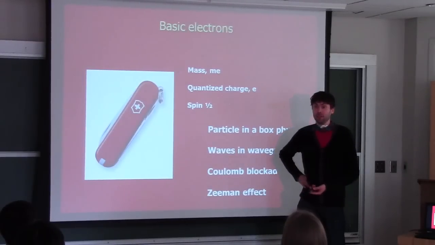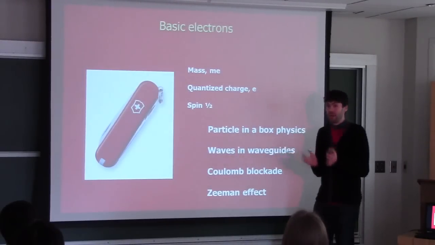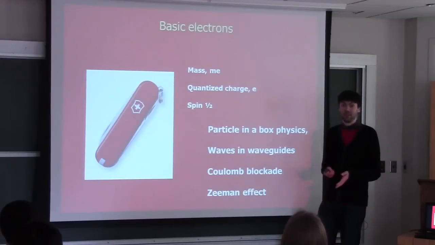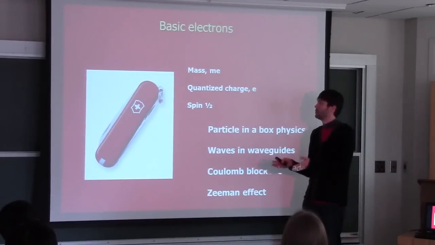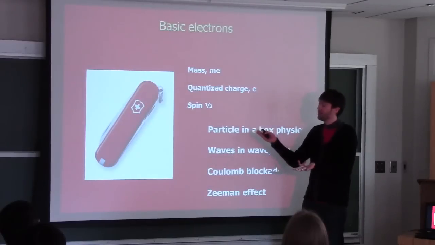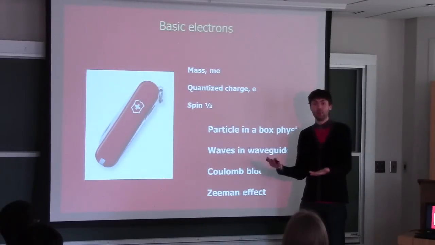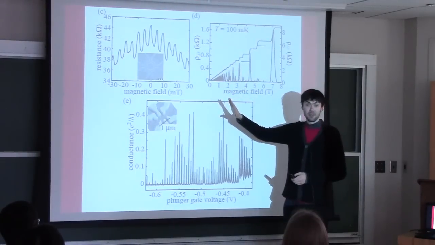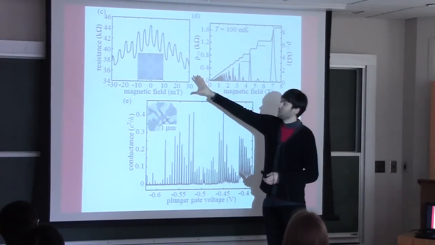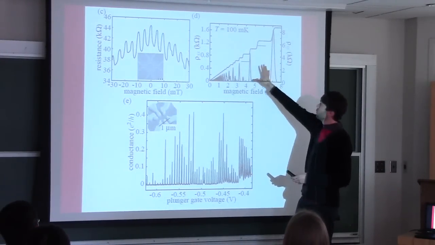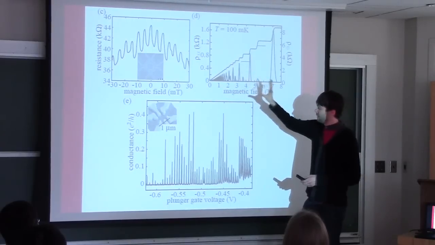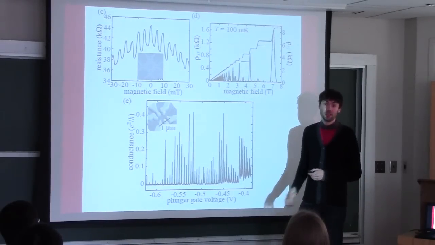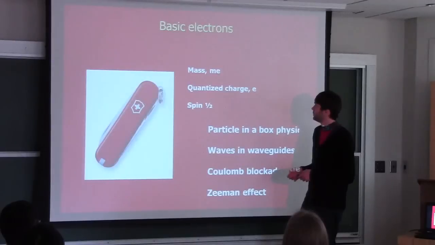And initially, quite naturally, the field has to establish the basic effects, such as, okay, electrons are waves, they have mass, they have spin, they have charge. What happens? Yeah, so those are examples of these very basic effects which just tell you that electrons can interfere, conductance in one-dimensional channels can be quantized, and charging energy is an important energy scale.